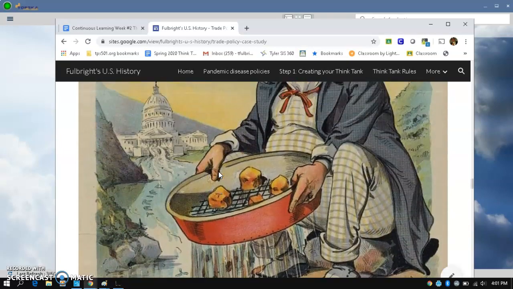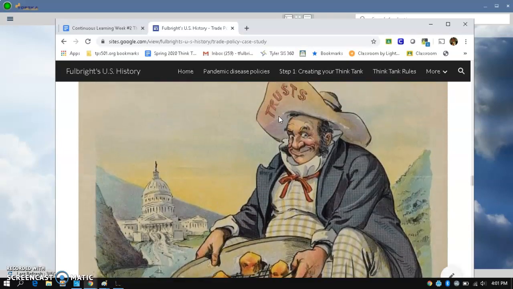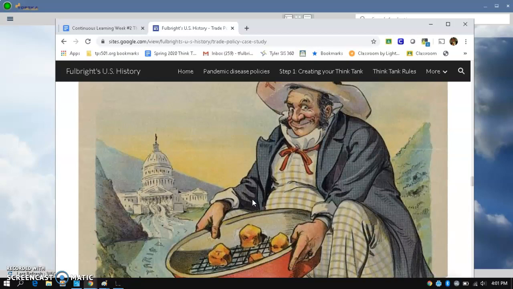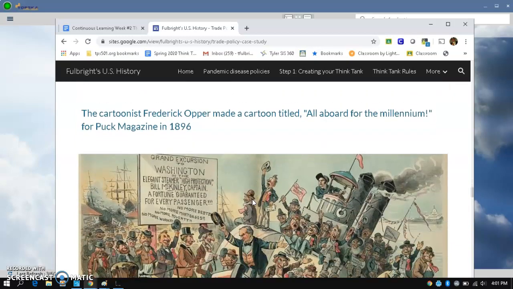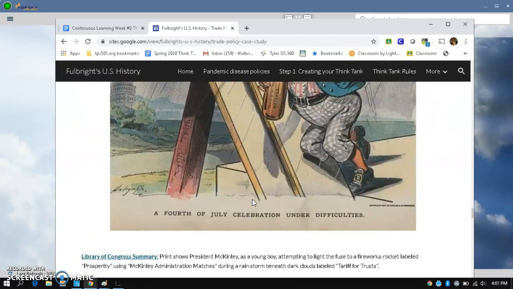If the idea in this cartoon is that tariffs are going to be helping the large industries, do you think that's something the common person may oppose? Who do you think the government should be trying to help the most? Is it the common people or is it the companies?